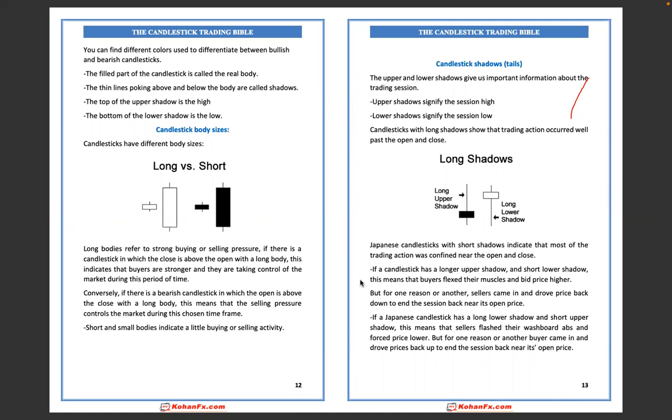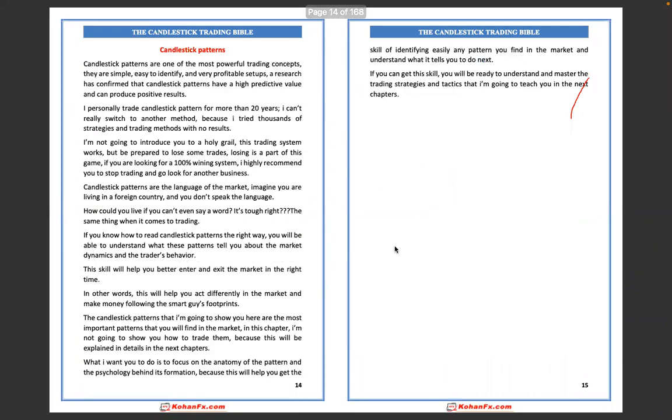So we must understand the psychology behind this. It's not just about the English, the psychology. If we are seeing something like this, then in the first case, it means the sellers are preparing to take over the market. The second case means the buyers are preparing to take over the market. Okay, this is what I want to mention for now. We will talk deeper about it.